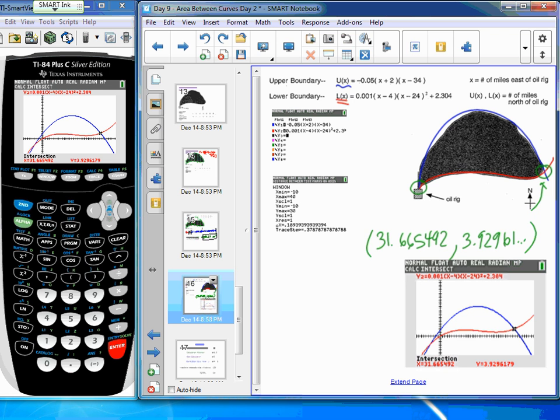Is this my final answer? No. Is this my final answer? No. So I'm not going to round until I get to that last part. Then I'll round to my 3 places. So I'll go ahead and keep those. And now let's set up our definite integral.